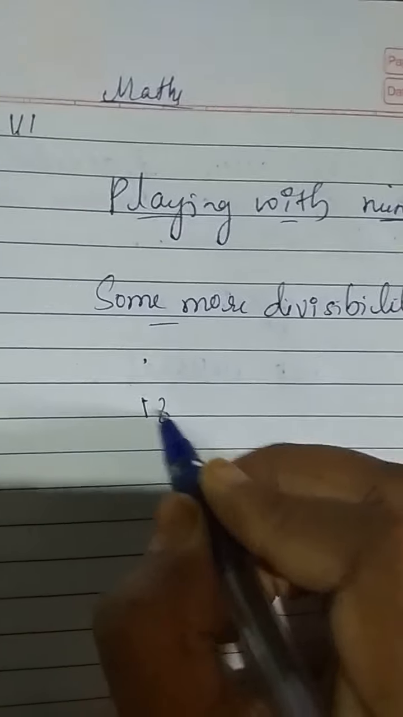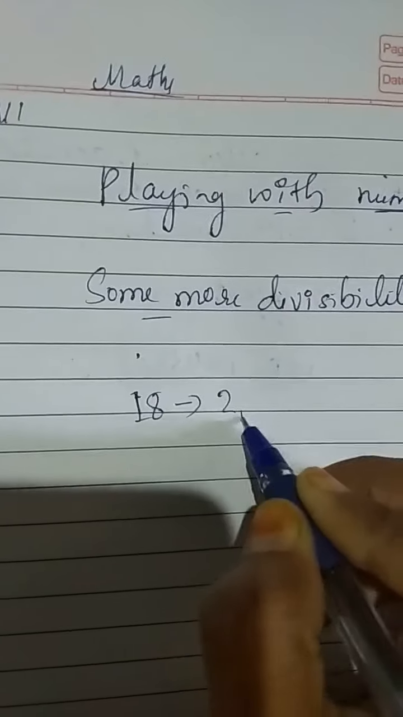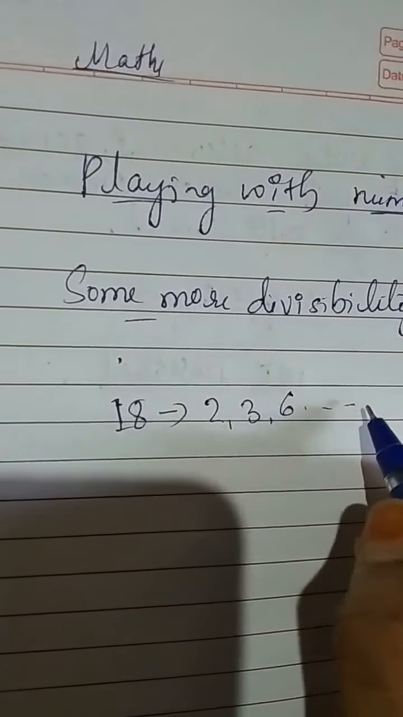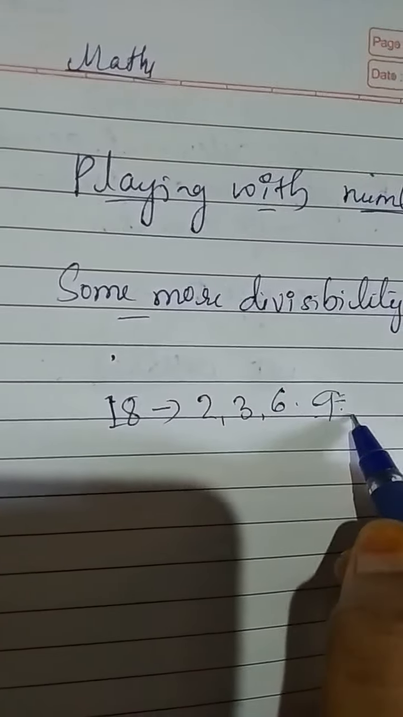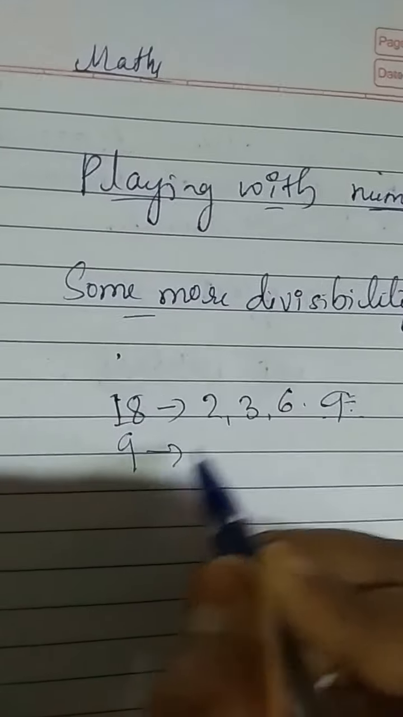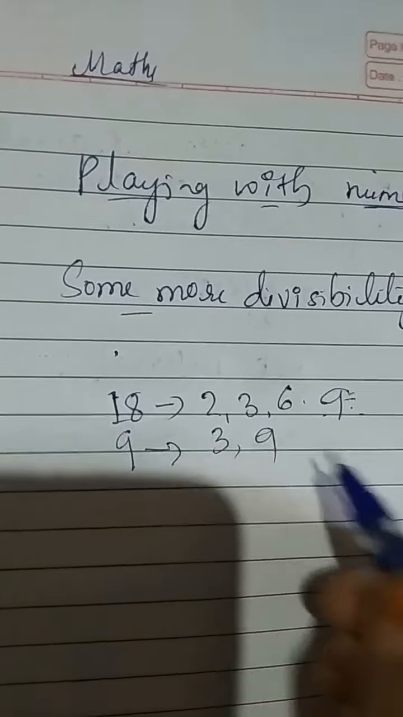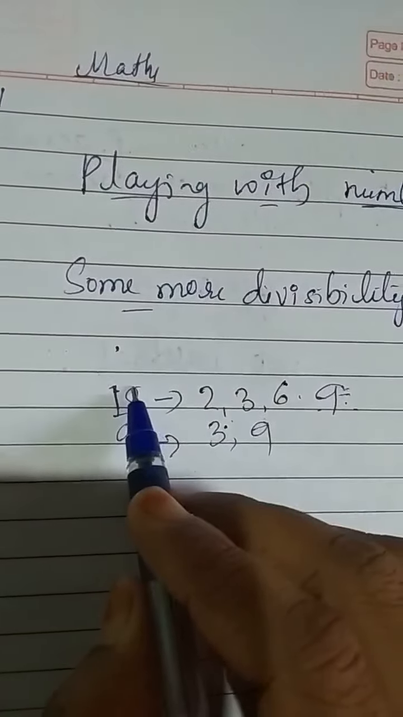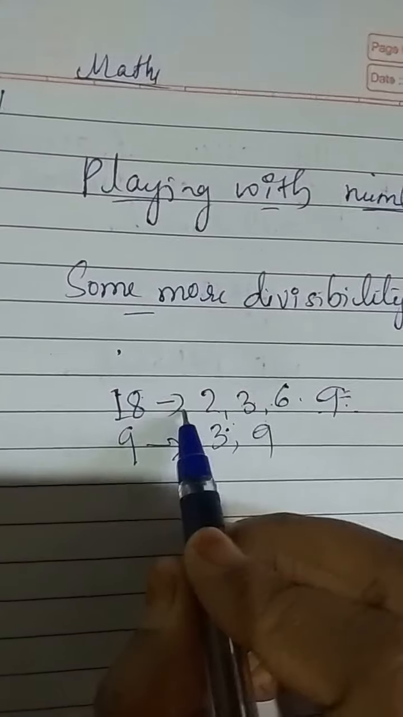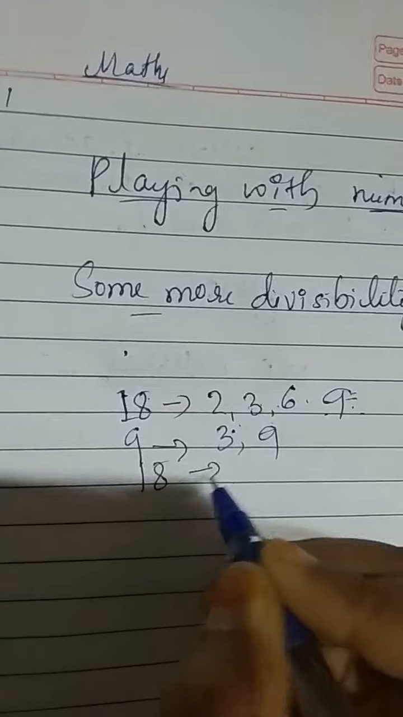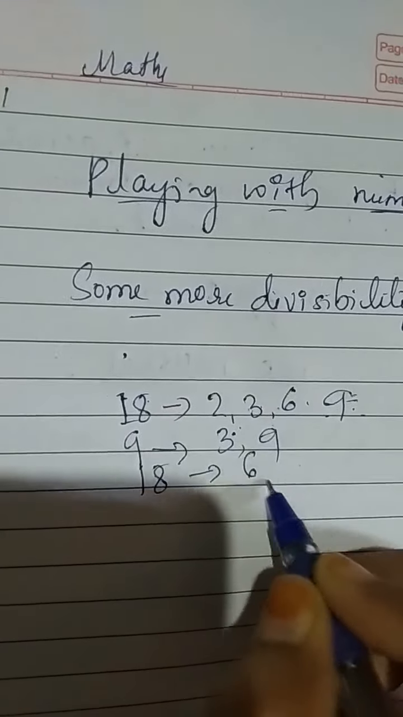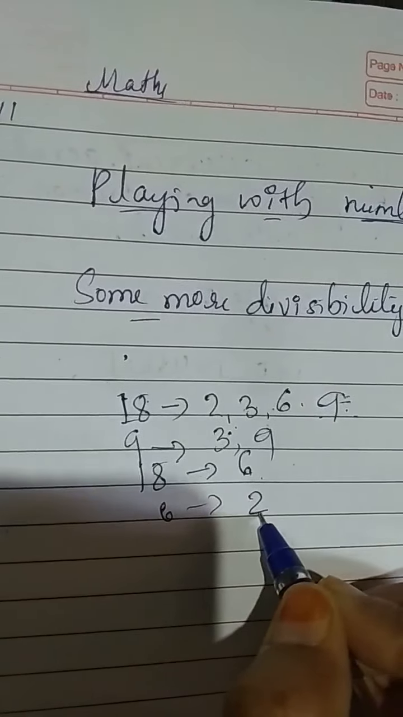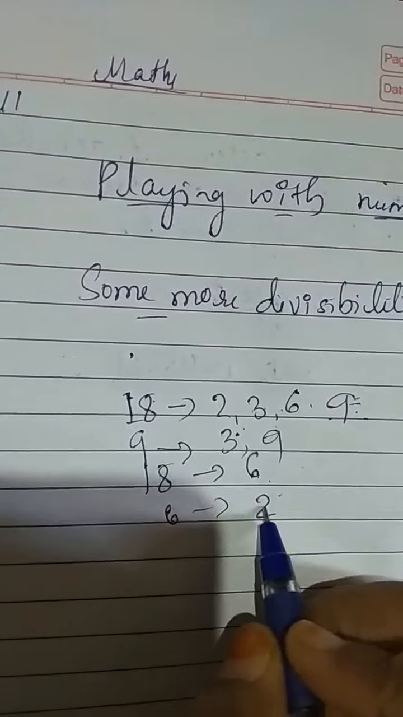Can you give a factor of 18? Yes, we can. Is 9 a factor? Yes, 9 is also there. So name the factors of 9. Is 3 a factor of 9? Yes. Is 3 a factor of 18? Yes, it is. Take any other factor of 18, say 6. Now 2 is a factor of 6, and it also divides 18.